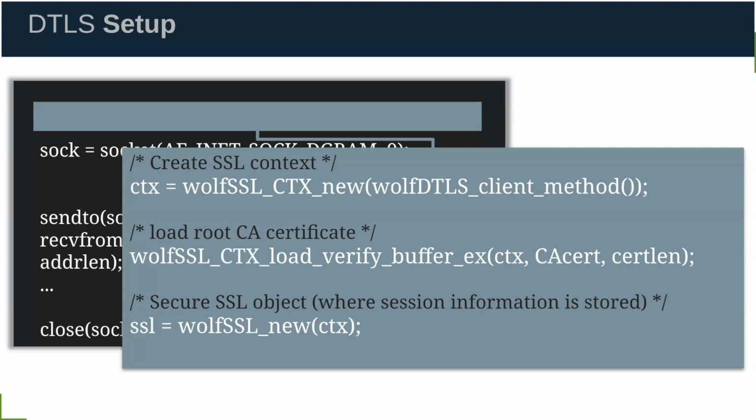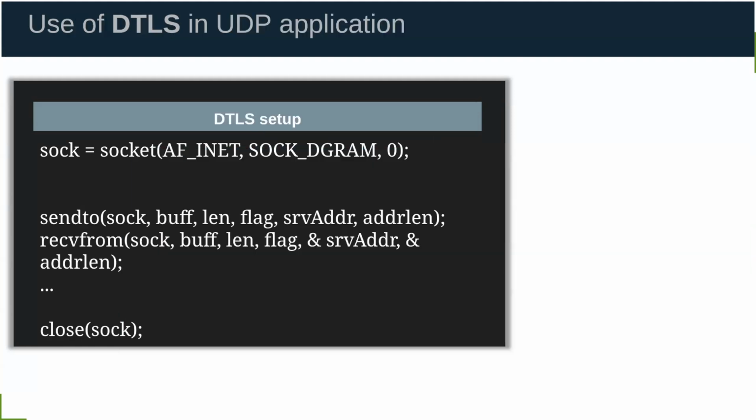Then, of course, we have to load our root CA to verify the server certificate. You can also check the documentation of wolfSSL. This is not DTLS specific. And then you create the SSL object that is associated with the session with wolfSSL new. So you have this object, the SSL. This is like the DTLS setup. Then you open the socket as usual using the datagram socket.